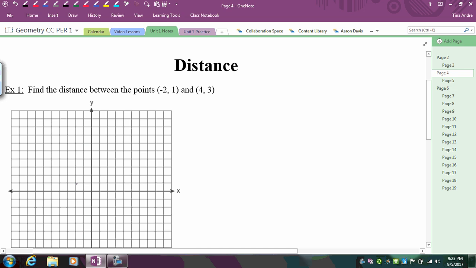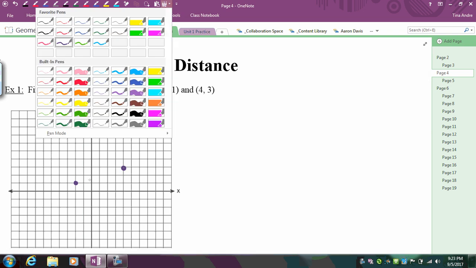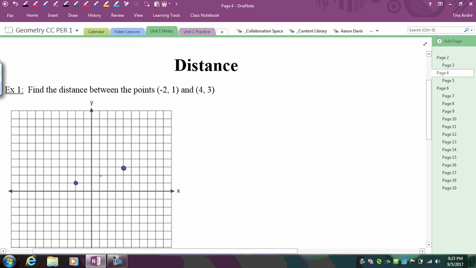So we have -2, 1 and 4, 3. So 1, 2, 3, 4, up 1, 2, 3. And my goal here is to find the distance between these points, or the length of the segment that connects these points. So if I want to find the length of that segment, I can't just count it because it's diagonal. The only time that you can count on a graph is if it's vertical or horizontal segments.